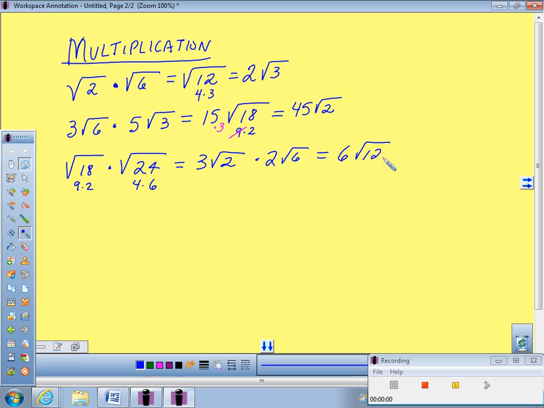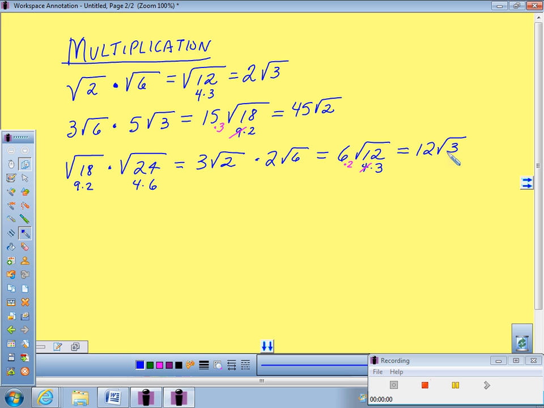Square root of 12 is, in reality, 4 times 3, so I can actually break this one down again. Square root of 4 is really 2, so when I actually take it out of my roots, I'm going to be taking 6 times 2, which is going to give me 12 square root of 3. So be sure you always, when you get done working with roots, ask yourself, have I simplified it?